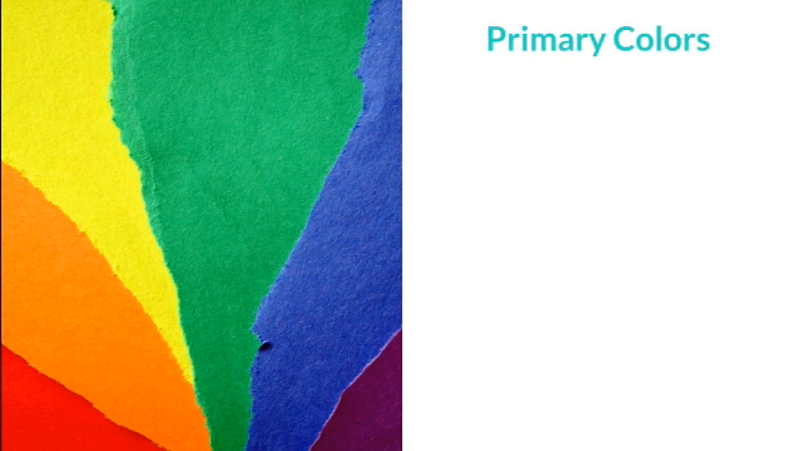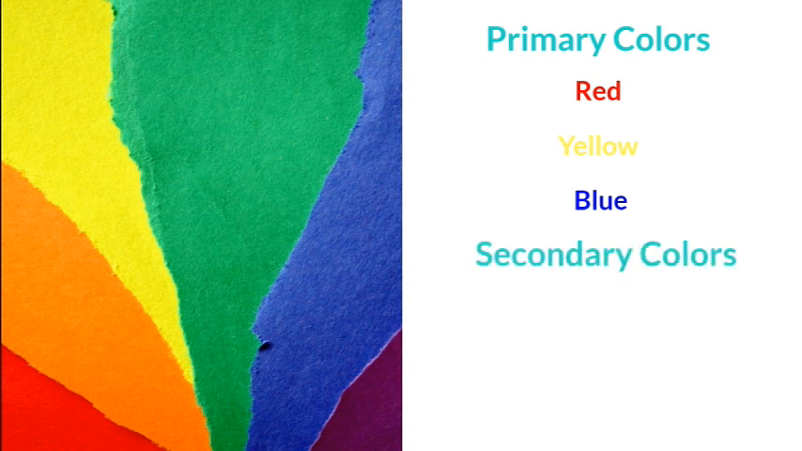Do y'all remember the color wheel in art class? You learn your primary colors. We should all know that your primary colors are red, yellow, and blue. These are the three colors that are used to create all other colors in the rainbow. So red, yellow, and blue.